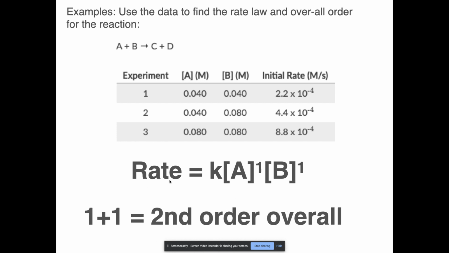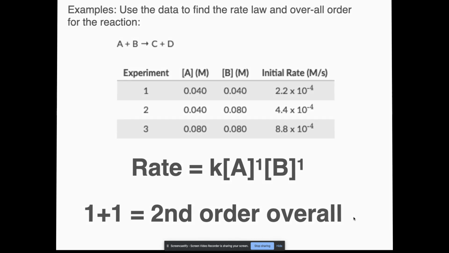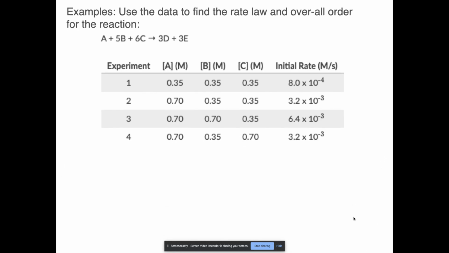Now, again, it's asking me, what is the overall order? That means that I take my n, I take my m, I add them together. That means the entire rate law is actually second order overall. Okay. So one more example. This one's a lot more complicated looking.